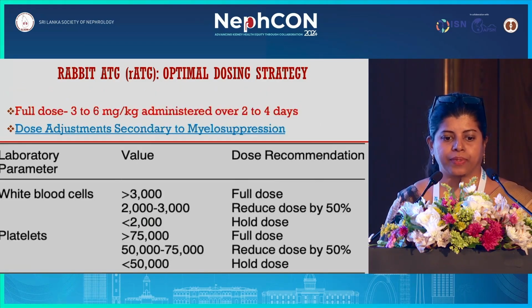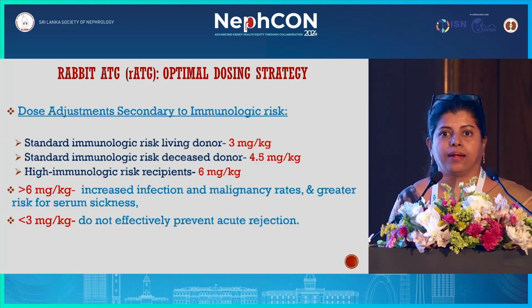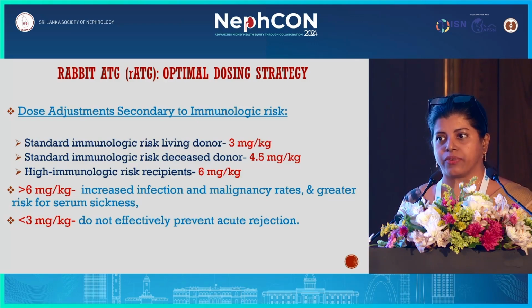of ATG. The other strategy is to titrate the dose based on myelosuppression of the white blood cell counts as well as the platelets. The third tool that we have to optimize dosing strategy in rabbit ATG is to look at the immunological risk. And based on whether it is a standard risk living donor or a standard risk deceased donor or a high immunological risk recipient, the doses can be increased accordingly.